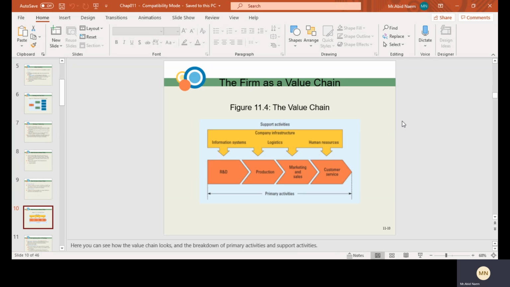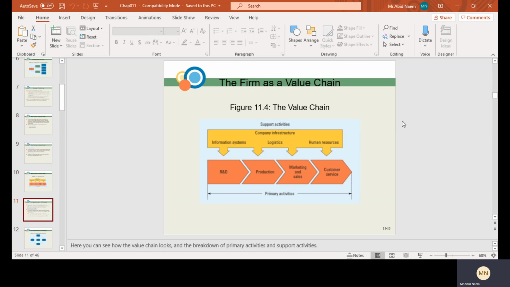These are the core primary activities. Meanwhile, supportive activities involve information systems, logistics, and human resource. These departments do coexist within the firm, but their role is secondary in nature.